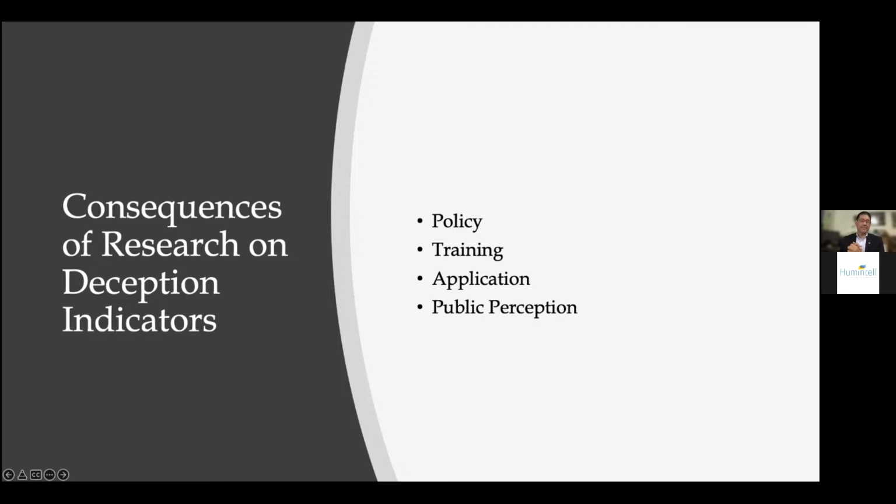Of course, one of the major consequences of research is on application. Many of us are out there in the world doing credibility assessments, and we have our knowledge base and our skill base that informs how we're doing so. And so there's a large consequence of research on application. And then, of course, public perception.